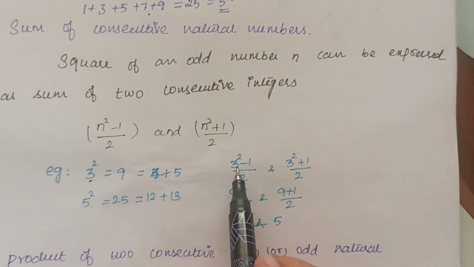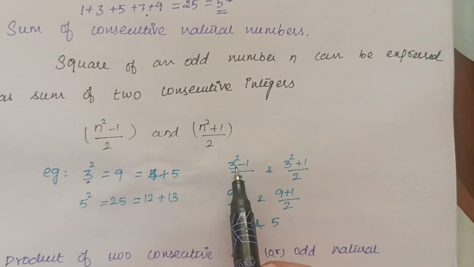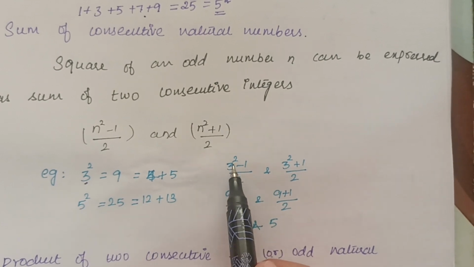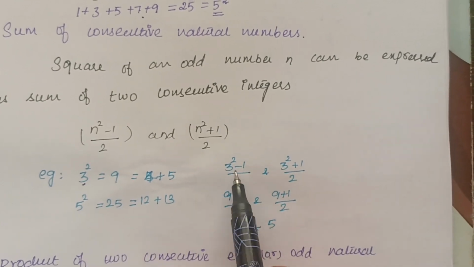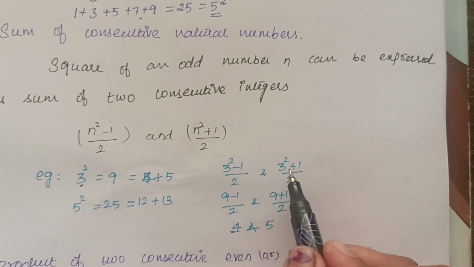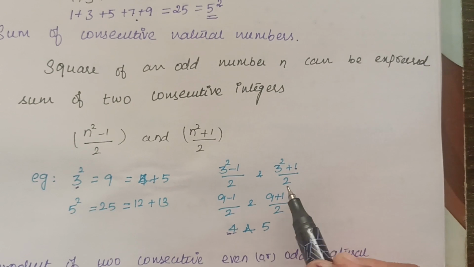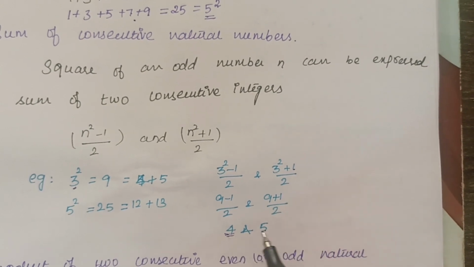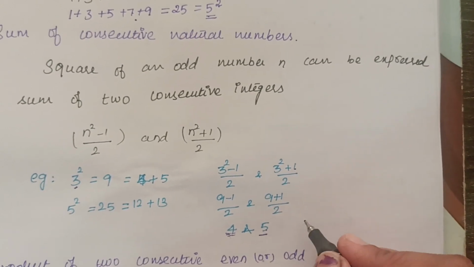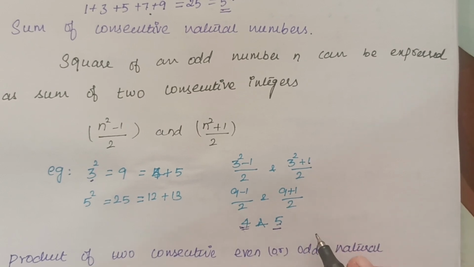Using this formula, n is 3: 3 square minus 1 by 2. 3 square is 9, 9 minus 1 is 8, 8 by 2 is 4. And 3 square plus 1, 9 plus 1 is 10, 10 by 2 is 5. So 9 can be represented as the sum of 4 plus 5.